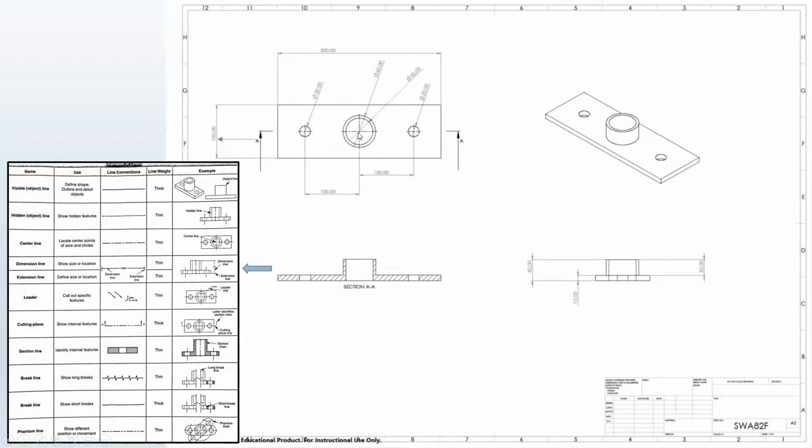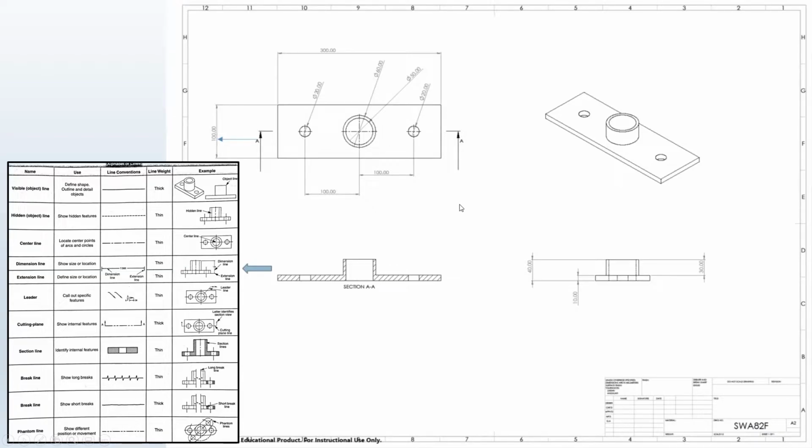From center to center on these holes, we have 100 millimeters. Over here, we know that the total piece height is 40 millimeters, and the width of this base material is 10. So these are all our dimension lines and our extension lines.